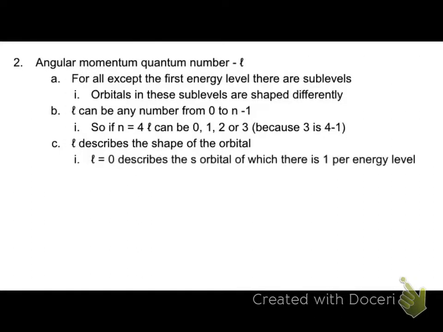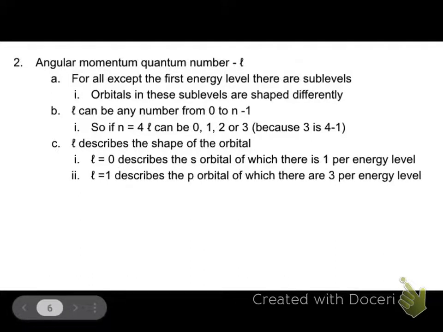So if L is equal to 0, what you are describing is the s orbital, and there's only one s orbital for every energy level. So the orbital that's in the first energy level is an s orbital. S orbitals are spherical. They're like a ball. If your L value is equal to 1, you're describing a p orbital. In every energy level that can contain p orbitals, there will be 3 p orbitals. So remember how we said the second energy level has 4 orbitals? They have 1 s orbital and then 3 p orbitals. If you would like to look at the shape of the p orbitals, they are in your book.